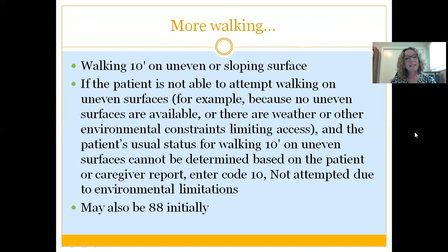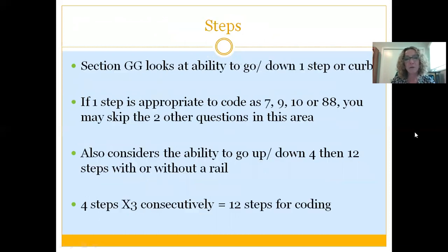More on walking. Walking 10 feet on an uneven or a sloping surface is another area that GG is going to look at. And if they can't attempt walking on an uneven surface because of the weather or because there's no uneven surfaces available, you might score them as a 10 because there's environmental limitations. And certainly initially you may not want them out on that uneven surface or on a slope. So that might be 88 initially because it's not medically a good idea. It's not medically safe for them to do that.